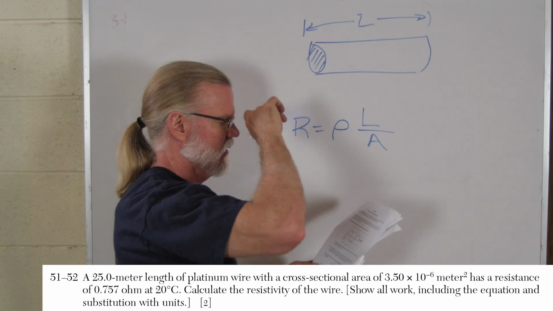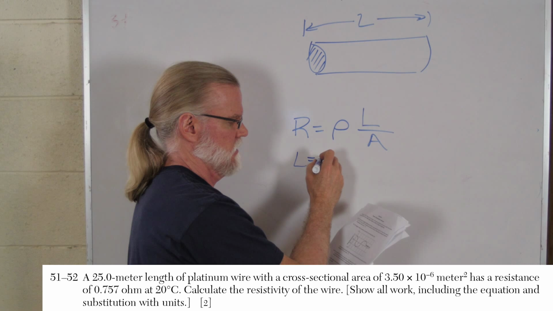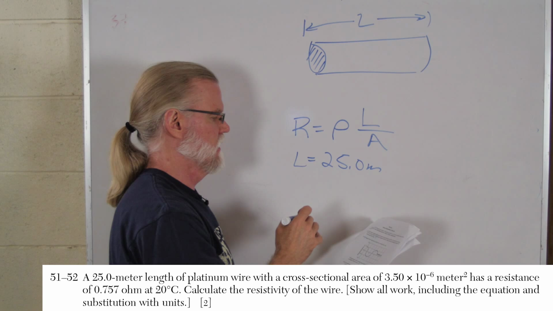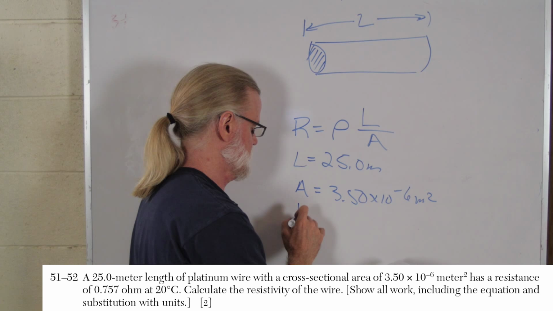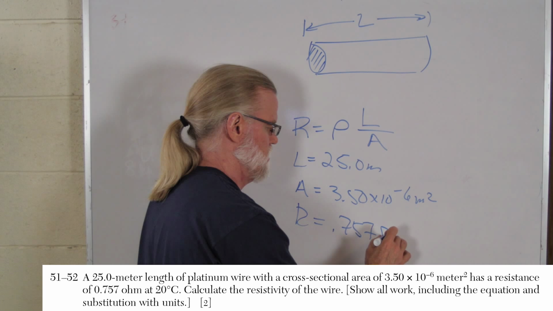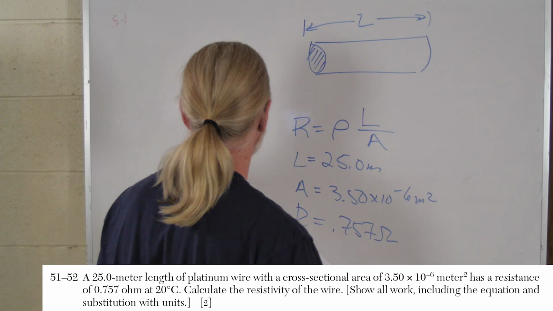They gave us the length is 25 meters, the area is 3.50 times 10 to the minus 6 square meters, and a resistance of 0.757 ohms. They didn't have to give us the temperature. I don't know why they did.